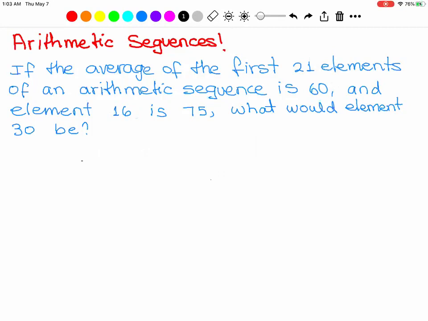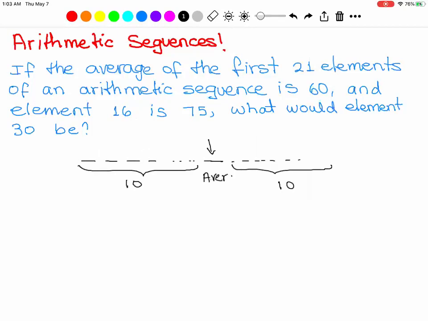Now, when they say 21 elements, if you think about it, you have so many elements, then the middle number, and then you have so many. So here, there are going to be 10 numbers. Then here, there are going to be another 10 numbers. And this element is obviously the average. So what number is that term? So the average of 60 means this: if there are 10 elements before and 10 elements after, the average is actually element number 11. And they are telling us that element number 11 is basically 60.